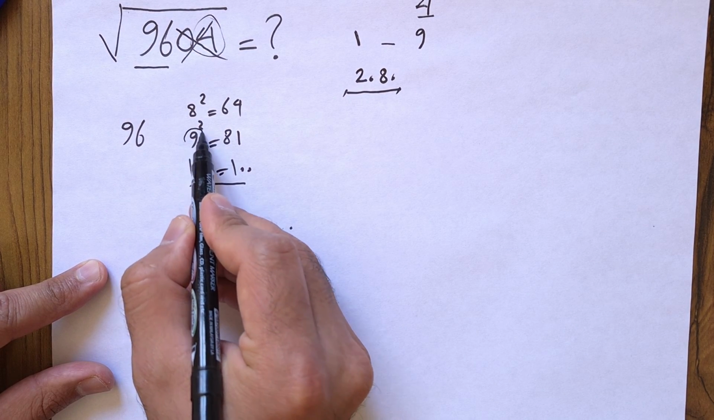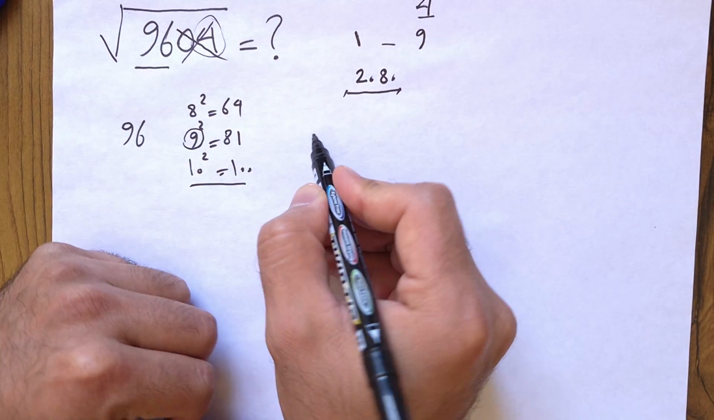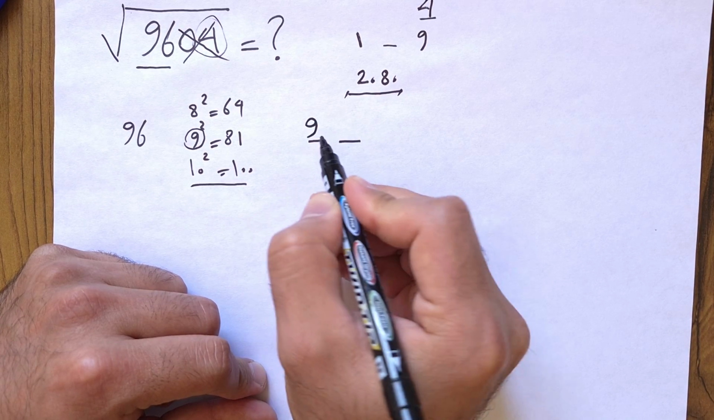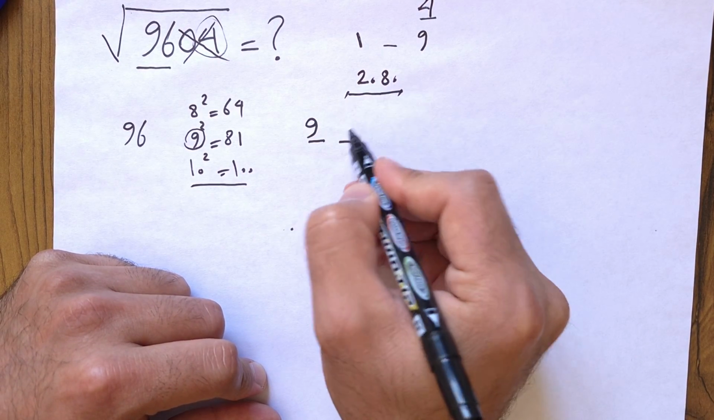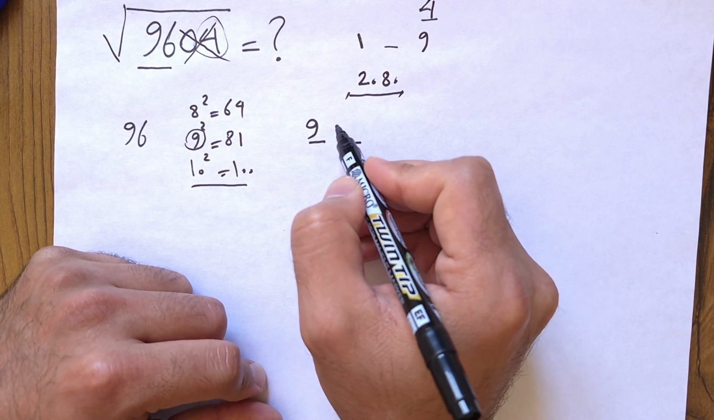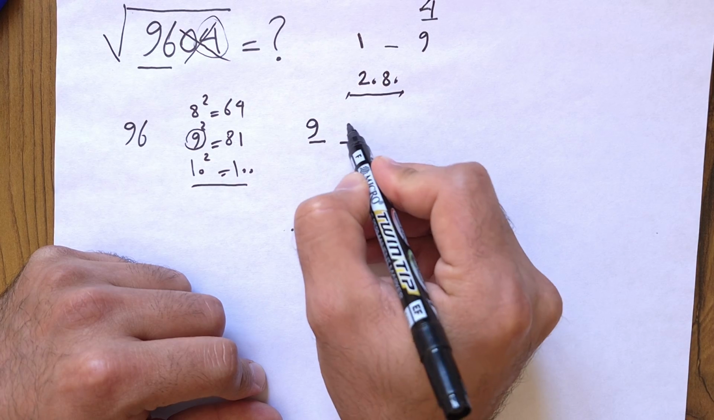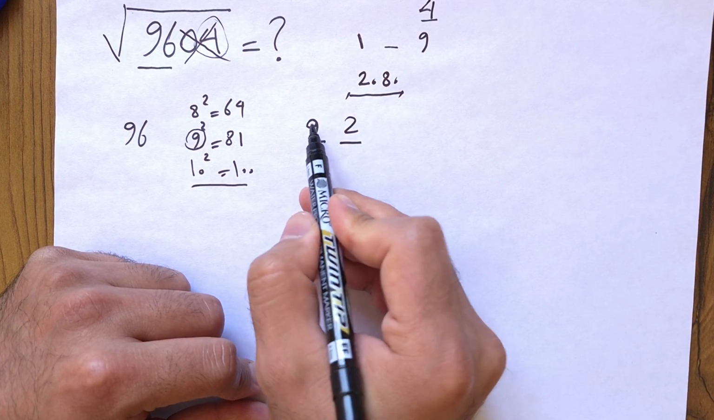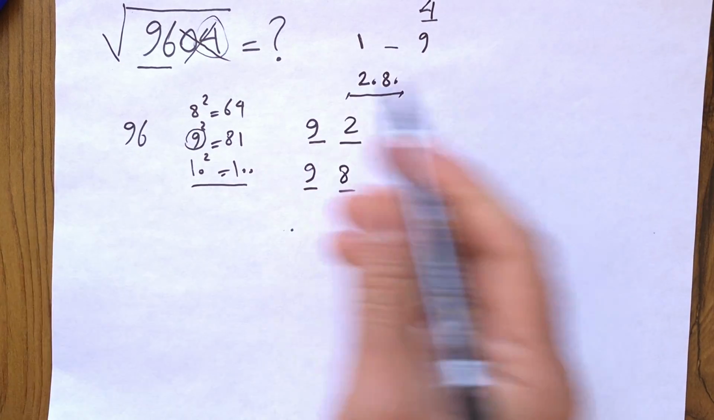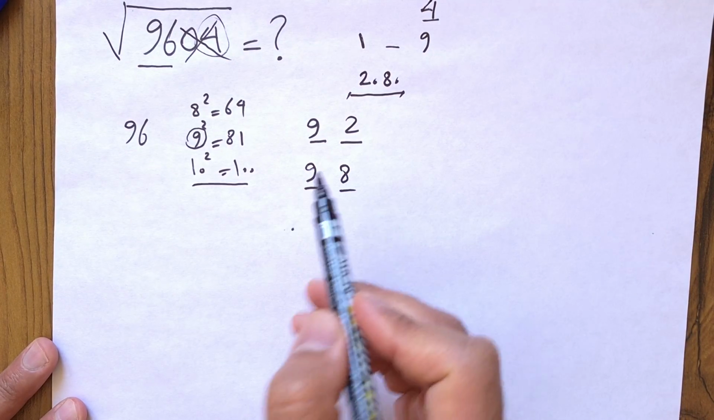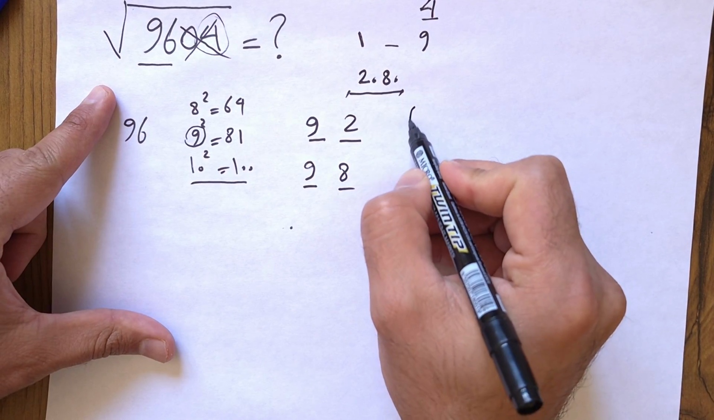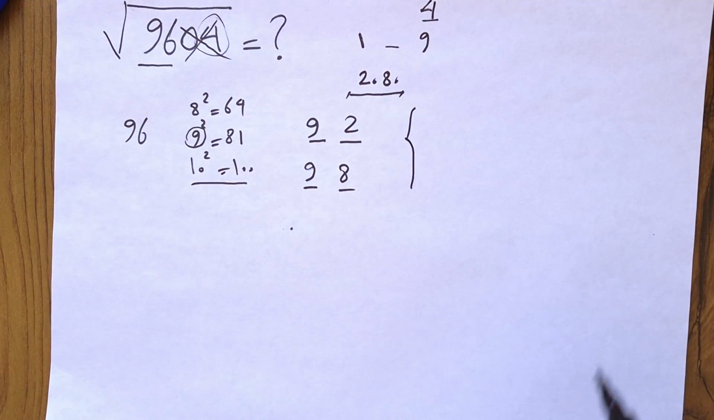So we need a number whose square is closest to 96 and it must be equal or less. Now we found 9. So we can say that 9 is the tens digit, right? We have the tens and the units digit. So our root, our answer, is either 92 or 98. One of them, 92 or 98, is the root of 9604. But which one? Let's try one more time to find one last step.